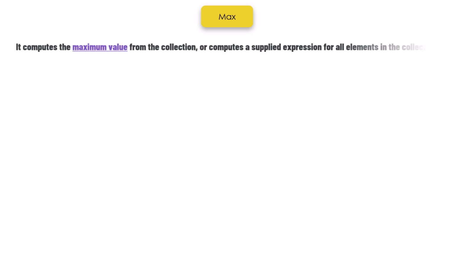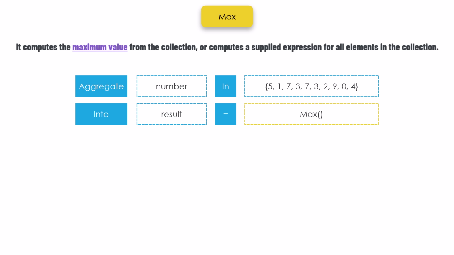The next function is max. It computes the maximum value from the collection, or computes a supplied expression for all elements in the collection. It can be used as following. As you see, I use the function with empty braces. So, we don't need to add an expression. The result of this query will be the following number. As you see, I got the maximum value from the sequence.